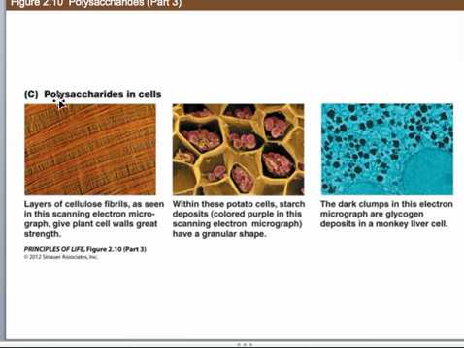So when you have a polymer of a sugar, you have a polysaccharide. Poly meaning many, and saccharide meaning sugar. A monosaccharide would be the glucose that makes it up.